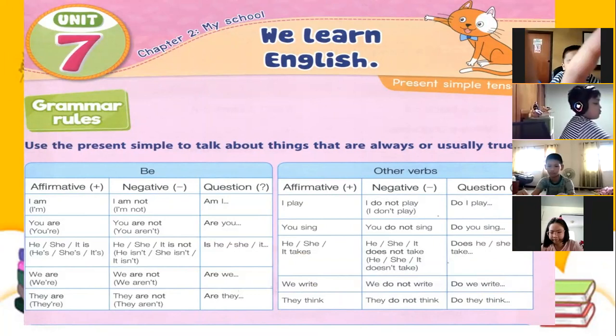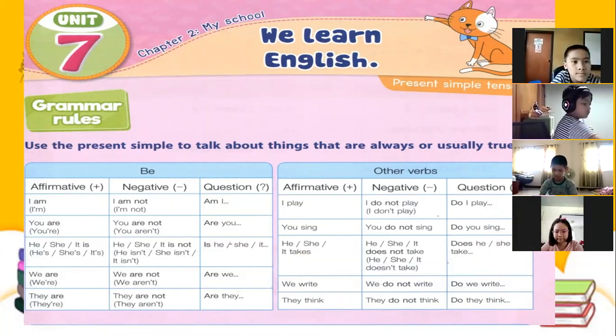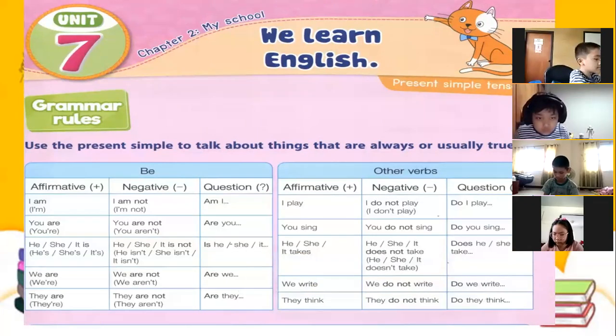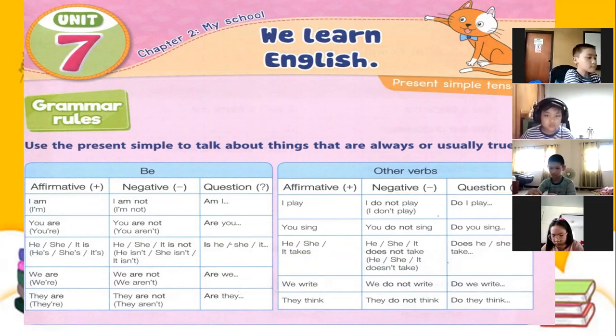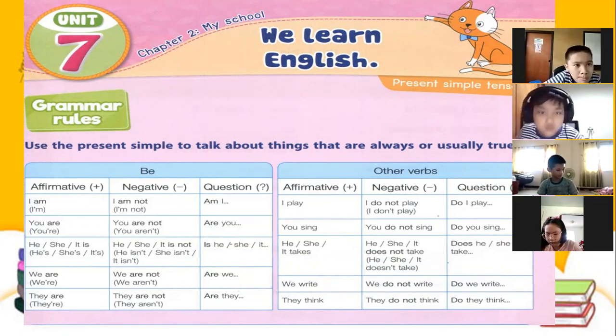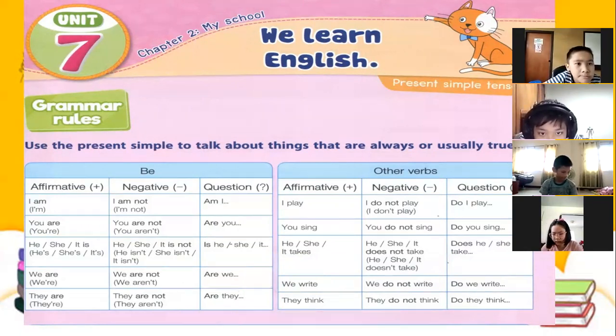Okay. All right. So we already learned in last week's class about present simple tense. So present simple tense is used when we are talking about something that is usually true or always true. That means you use it to talk about your habits or your routine, what your routine and habits are, and those are usually true. So those are the present simple tense.